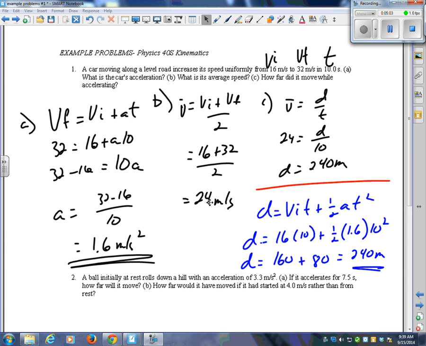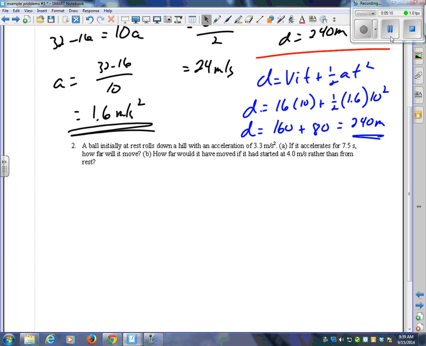Are you ready to try one on your own? Try 2A on your own here. Michael, what did you use for part A? A ball initially at rest rolls down the hill with an acceleration of 3.3 meters per second squared. If it accelerates for 7.5 seconds, how far will it move? The initial velocity is 0. The acceleration is 3.3. And the time is 7.5.